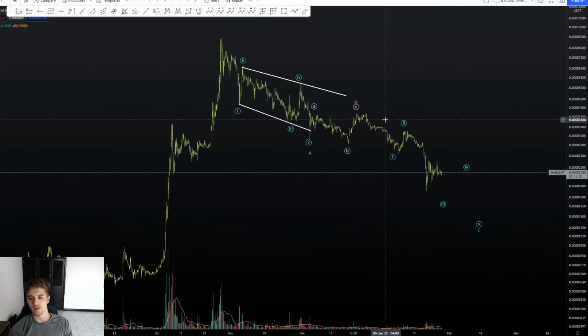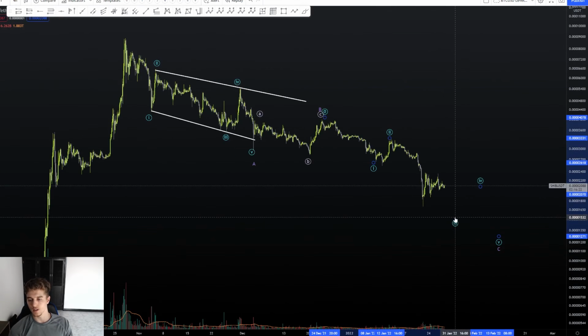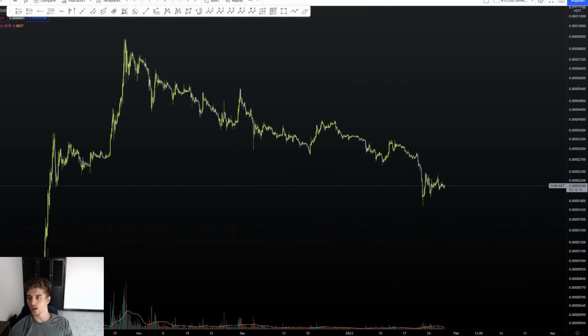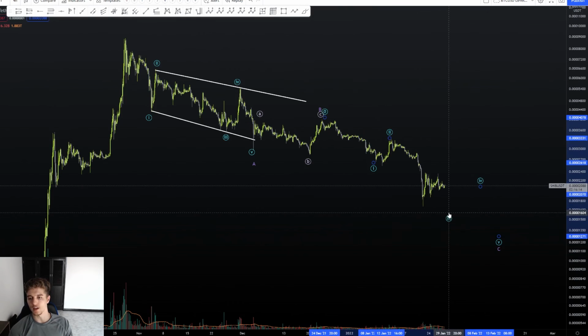So what we're saying right here is that this is a wave 1, this is a wave 2, and instead of the wave C in the previous count completing right here, we're actually just going to complete a wave 3 down here. So thus the target for this wave 3 is going to be very similar among the 2 counts that I'm showing you guys today. So this wave 3 is going to be somewhere down here.